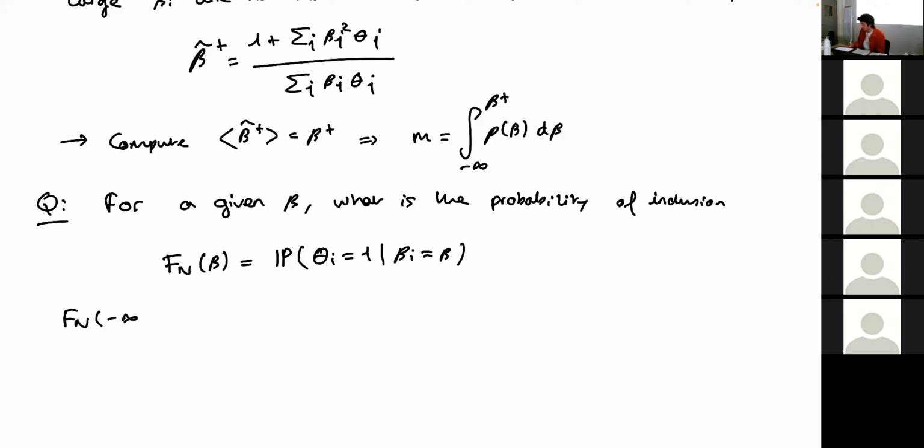We know that when beta is very, very small, this probability should be equal to 1. We know that on the opposite side, it should be equal to 0. And we know that the crossover between the two sides should happen around beta plus, the average value of beta delta. So at this stage, I can do a nice drawing of what I expect this function to look like.